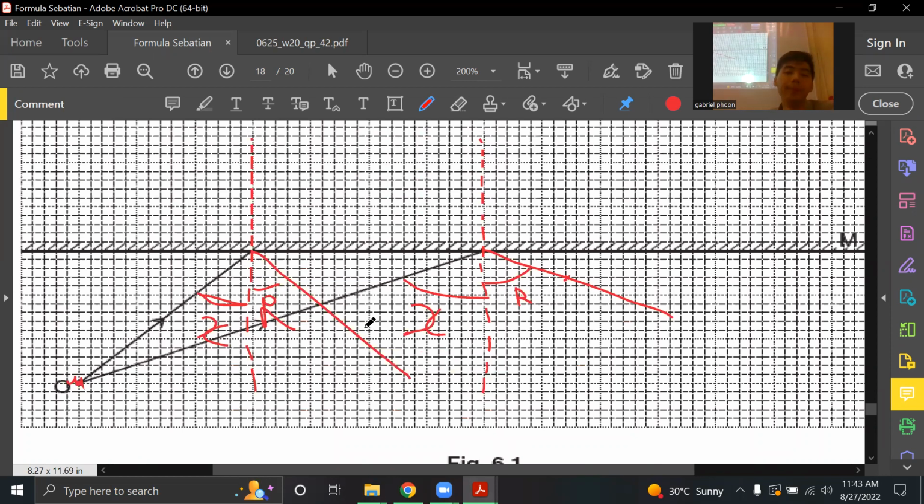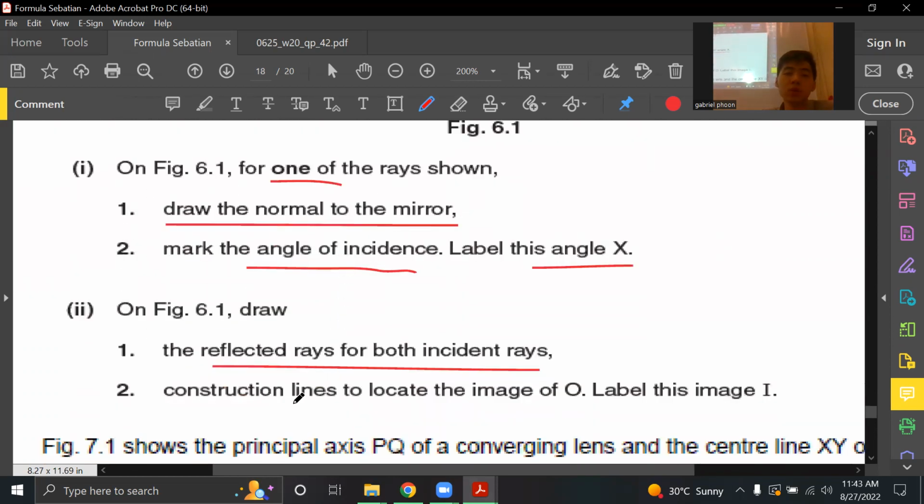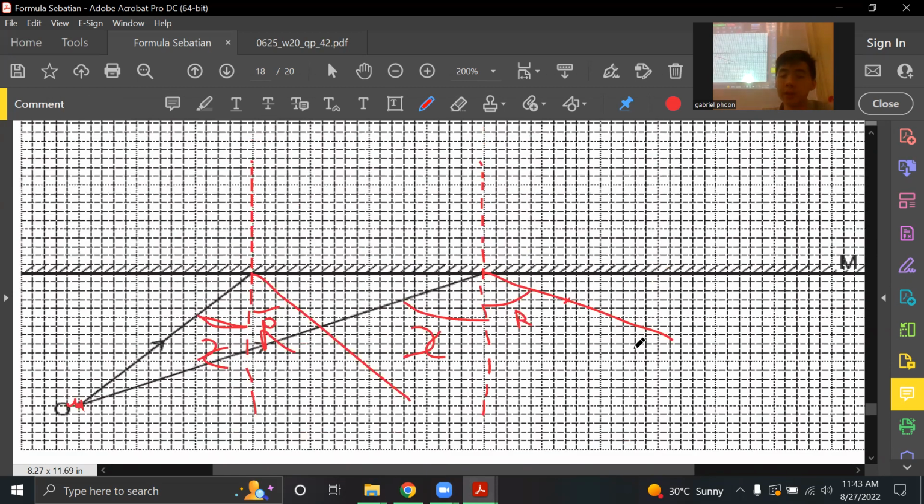Okay, then once you're done with that, the next thing you're going to do is notice that the question says construct lines to locate the image of O and label this I. If you already have these lines, you know for a fact that the image can only be formed when the light rays are going to converge. If you draw these dotted lines here, you realize that the light rays are actually diverging. So I know that the image is definitely not going to be here.